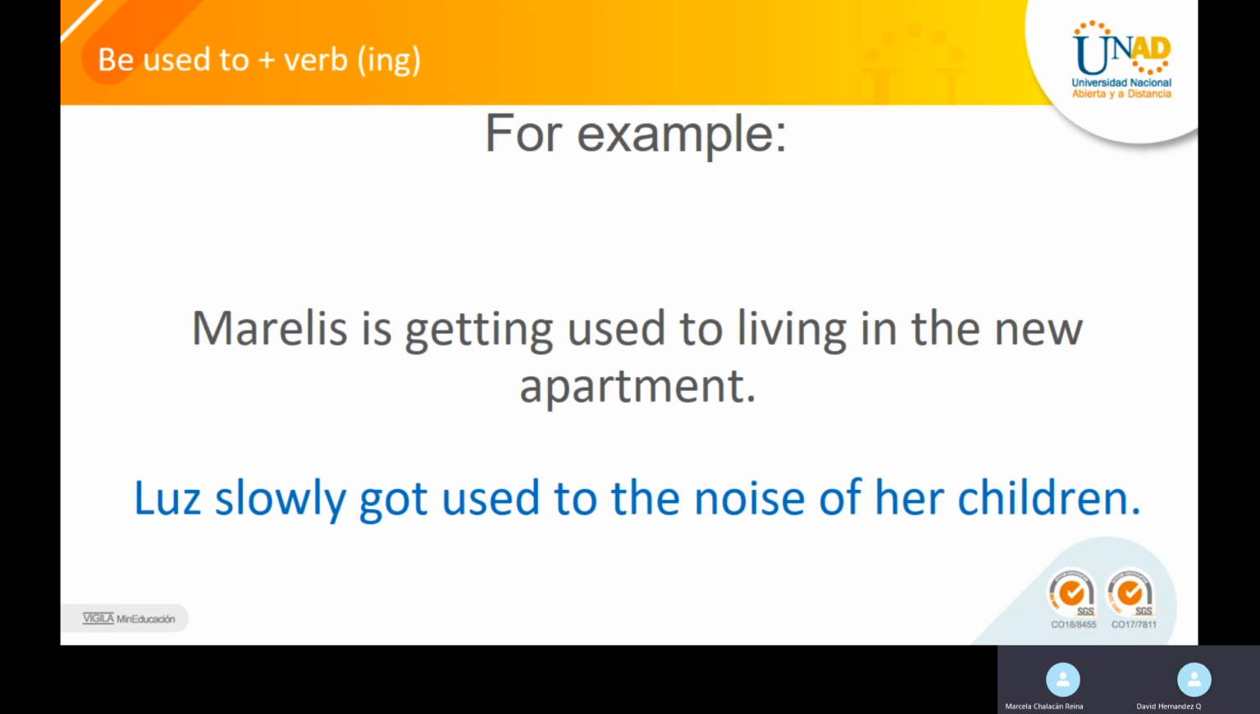Okay, so if you see in the first example we have the verb in ing. That means living, getting used to living in the new apartment. And on the second we have got used to the noise. If you see, the word noise is a noun, el ruido. And up there, living is the noun. So we can use a verb with ing, or we can use a thing, a person, a noun in general.